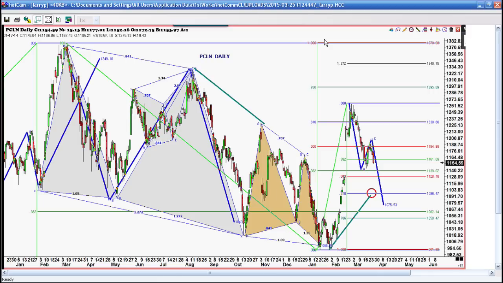In other words, 618, 786, 127 and 1.618 are the more important things to watch when we're doing this. So keep that in mind when you're watching this. But right now, it looks like we're going to be looking at a price line somewhere around $1,100 to $1,180 or $1,080 sometime in the next several weeks would be my guess.